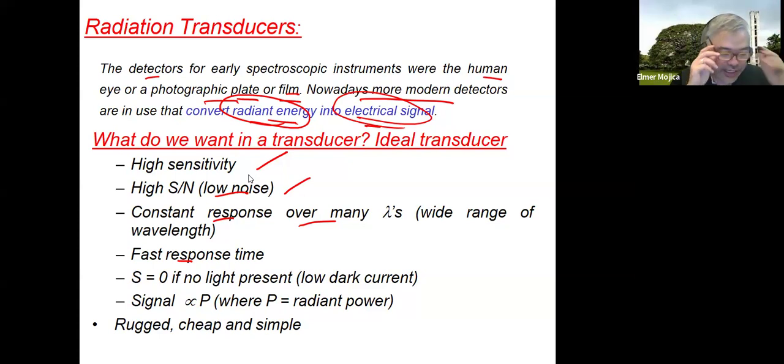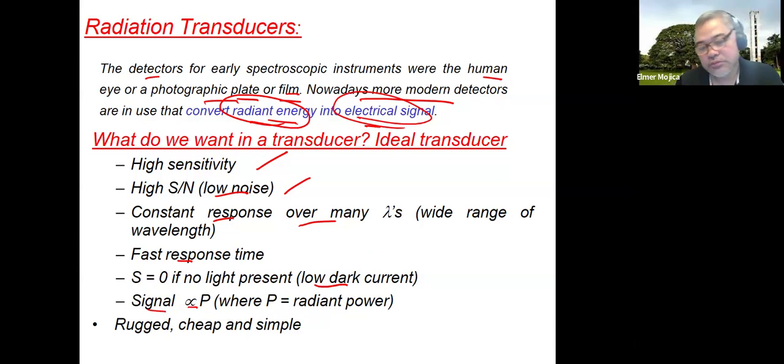Okay? And ideally, you want it to have a response of 0 if there's no light present, or what we call low dark current. If there's no light, the signal is equal to 0. And as much as possible, you want the signal to be proportional to the radiant power.